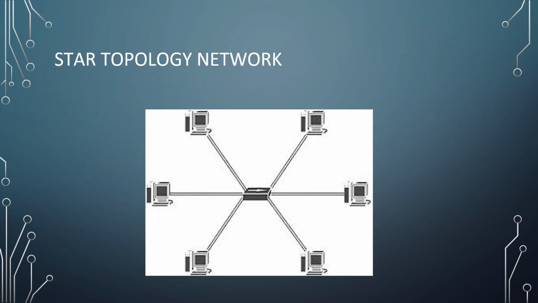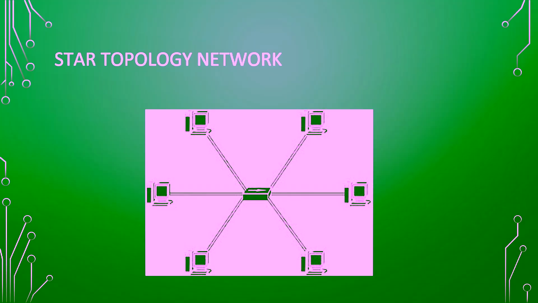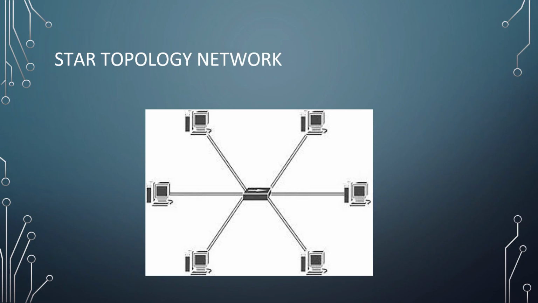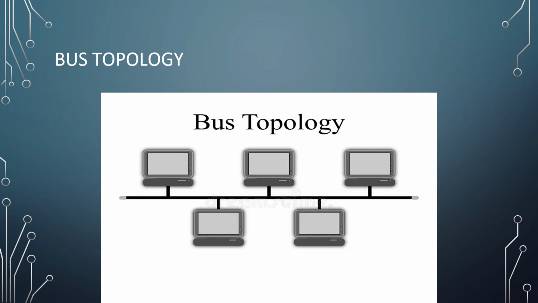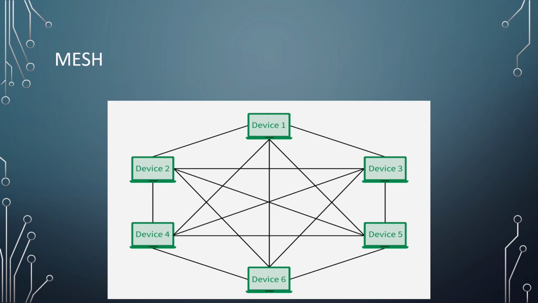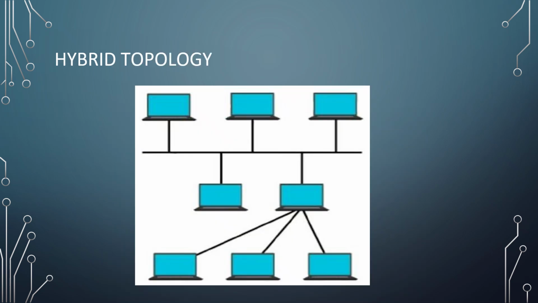This is an image example of the star network. As you can see, all the computers are connected to the central server. This is an example of a bus network and all computers are connected to one wire. In this image, every computer is connected to each computer in the network, which shows an example of how a mesh works. This is an image example of a hybrid network. It shows a bus network and a star network.